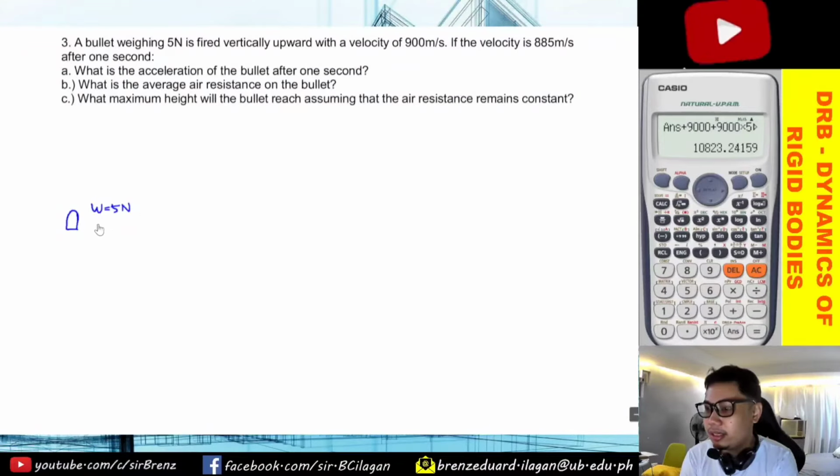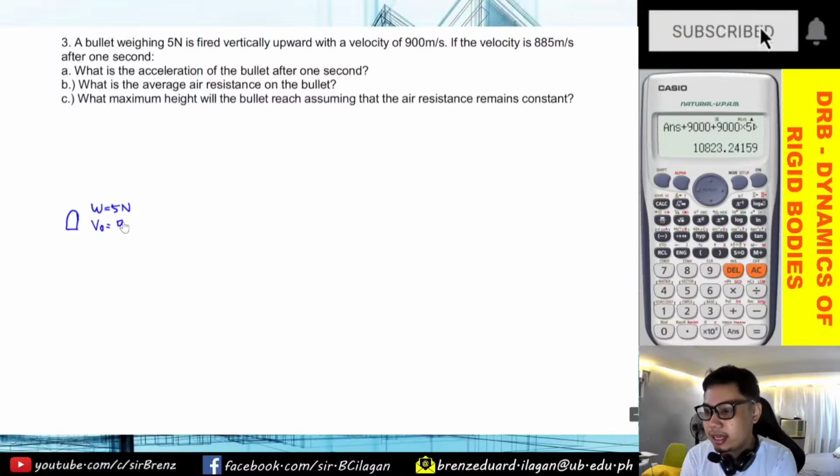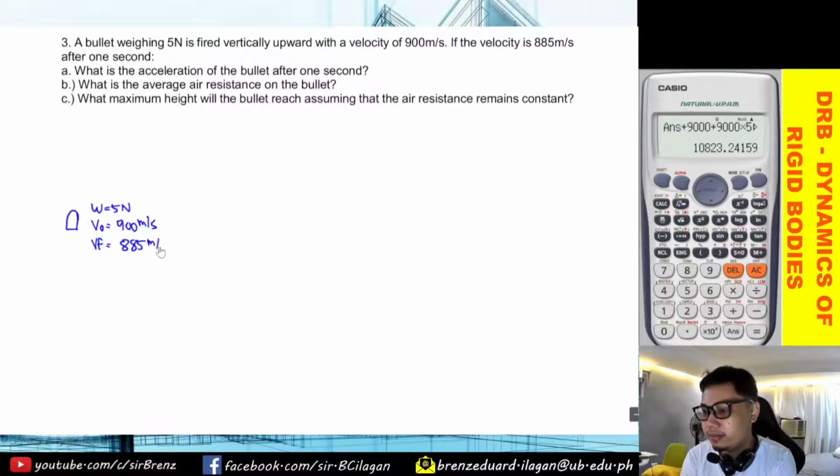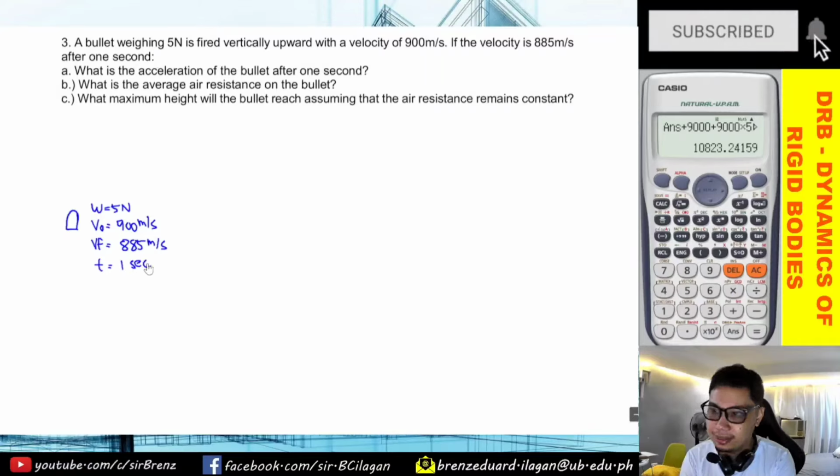So, for that, anong given niya? So, the initial velocity is given as 900 meter per second. And the final velocity is 885 meter per second. So the time consumed is 1 second. Okay, so what will be the acceleration for this bullet? So the required is the acceleration.